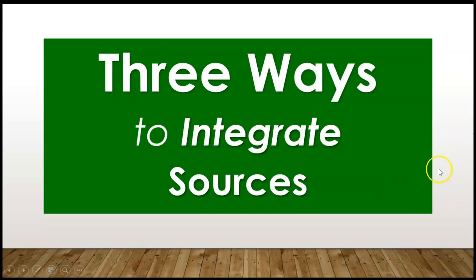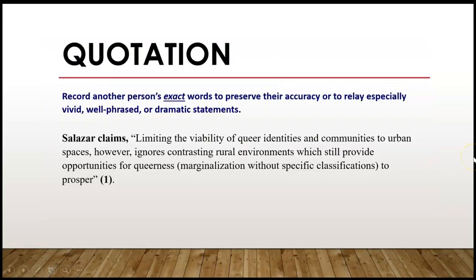Three ways to integrate your sources into your paragraphs. This one we all know, quote, word for word, right? So record another person's, author's, if you will, exact words to preserve their accuracy or to relay especially vivid, well-phrased, or dramatic statements. And be careful when you're doing direct quotes. Oftentimes we'll find that students have the quote about two-thirds direct, word for word, but they didn't really pay close enough attention to the exact wording, and so sometimes the quote gets messed up, and your instructors can definitely tell.